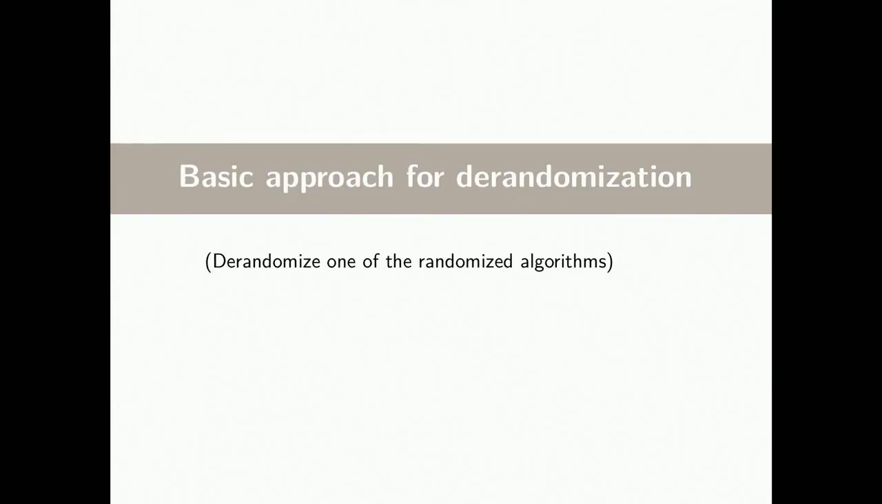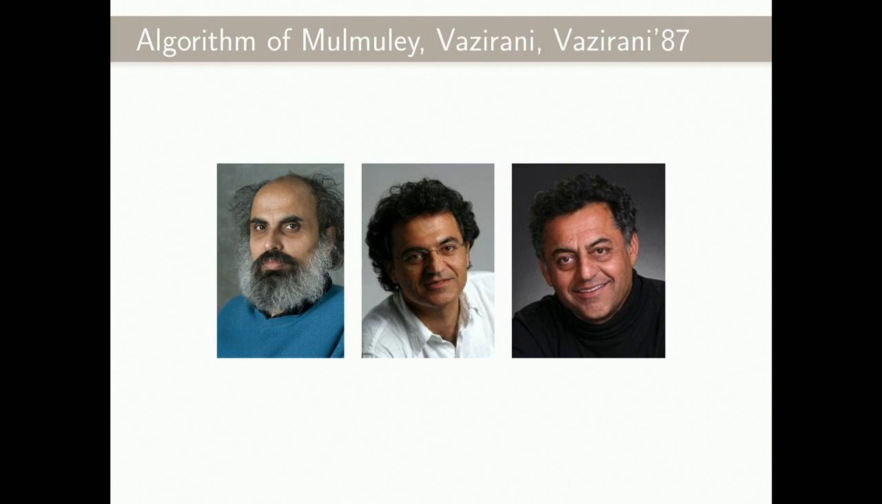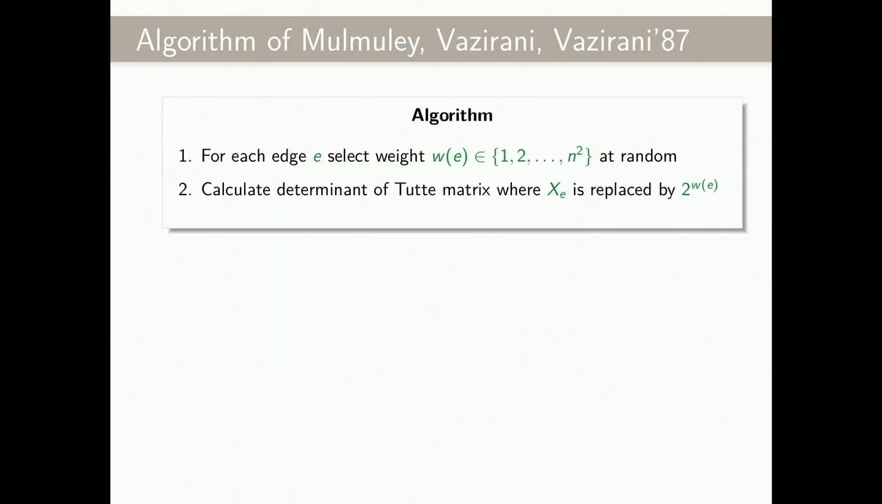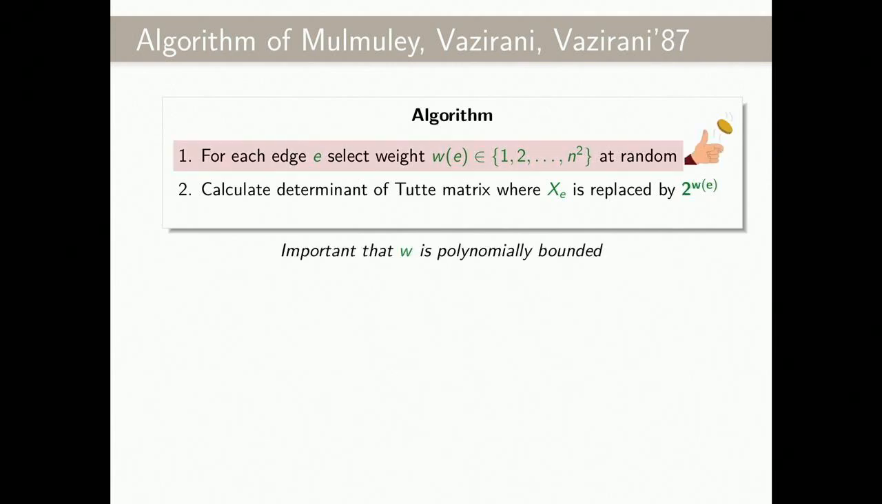So, the basic approach for derandomization. Well, you could construct some great pseudo-random generator, or you can, in this case, just derandomize one of the randomized algorithms, as I said before. And here, the Mulmuley, Vazirani and Vazirani algorithm from '87 turns out to be great, because I can write this algorithm in two lines without defining everything. But these two lines are nice because the first line uses randomization. Basically, for each edge, I just select a random weight. And then the second step is completely deterministic. Red is not good for us.